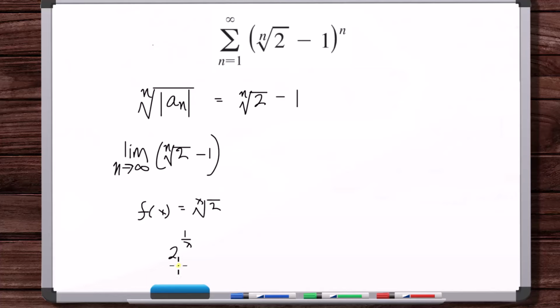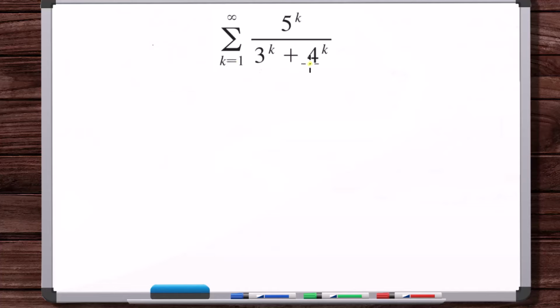But with 1.1, or something in that range, you could multiply that a certain number of times to get 2. Anything above 1, you could find some number that's really close to 1 that could multiply a certain number of times to get 2. But once you get to 1, so this is going to be approaching 1 as x goes to infinity. So 1 minus 1 is 0. This is less than 1, so by the root test, this is absolutely convergent and thus convergent.